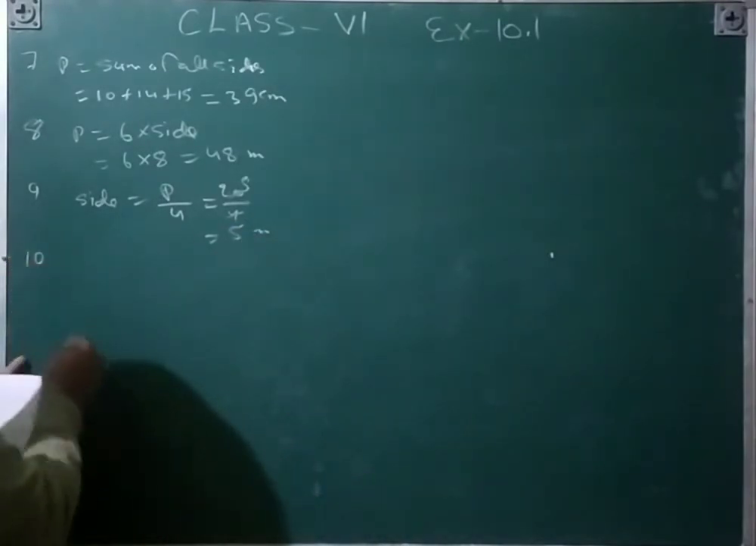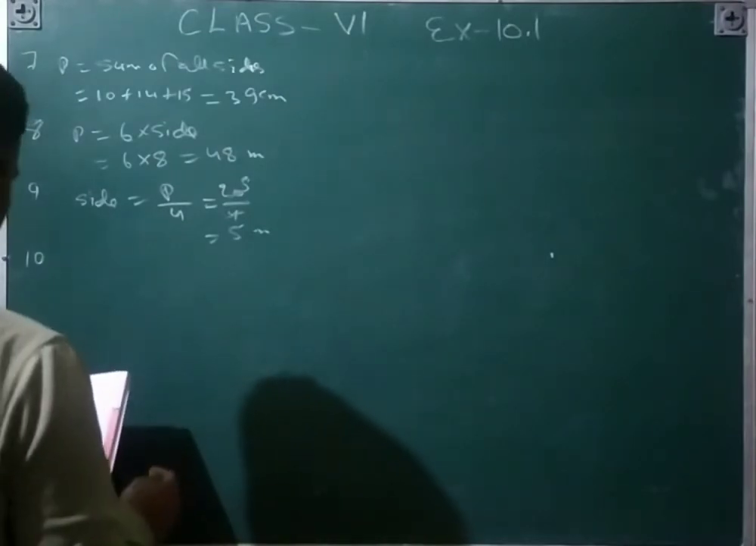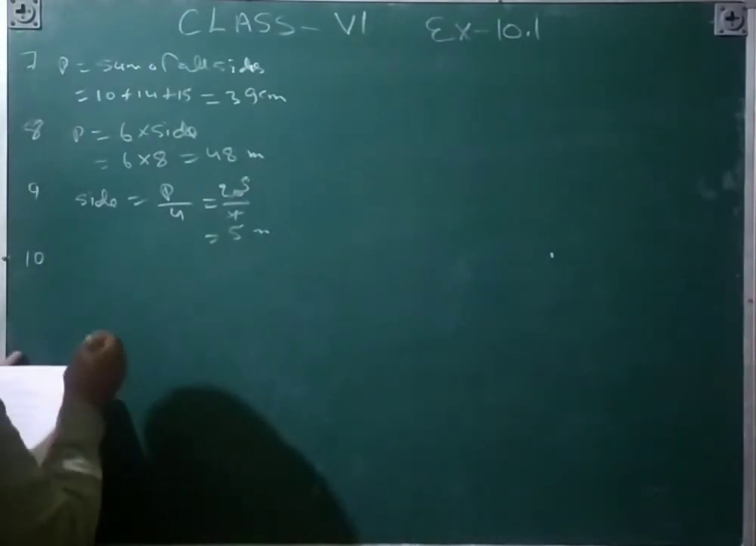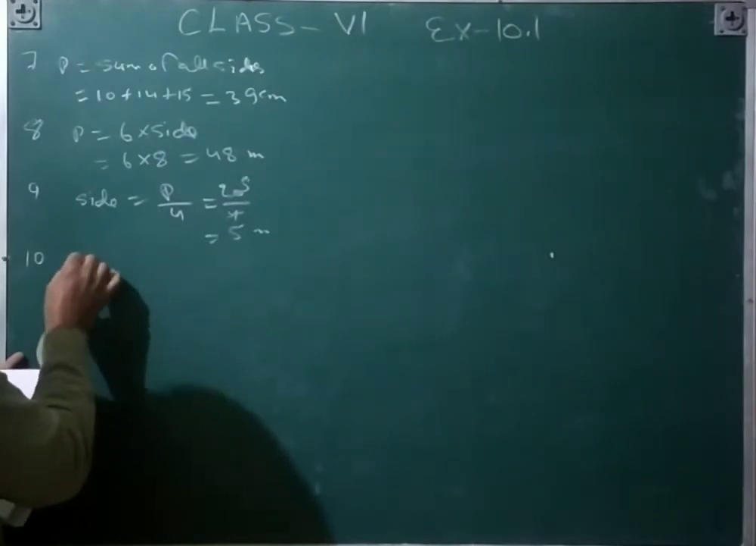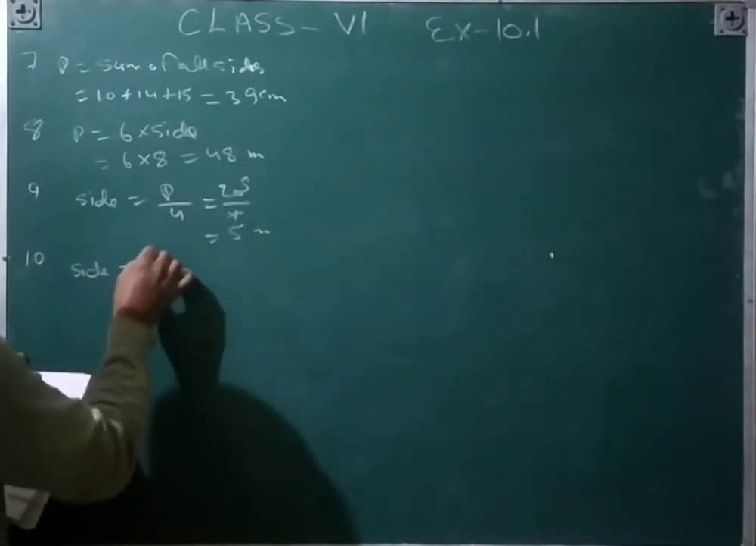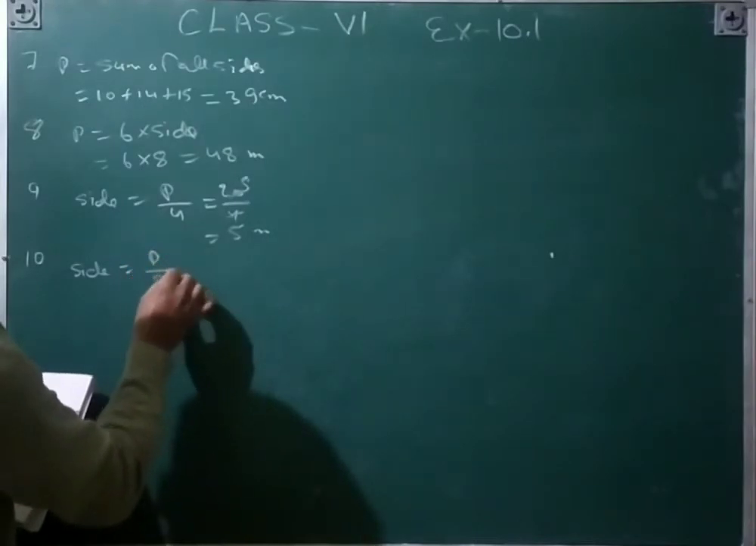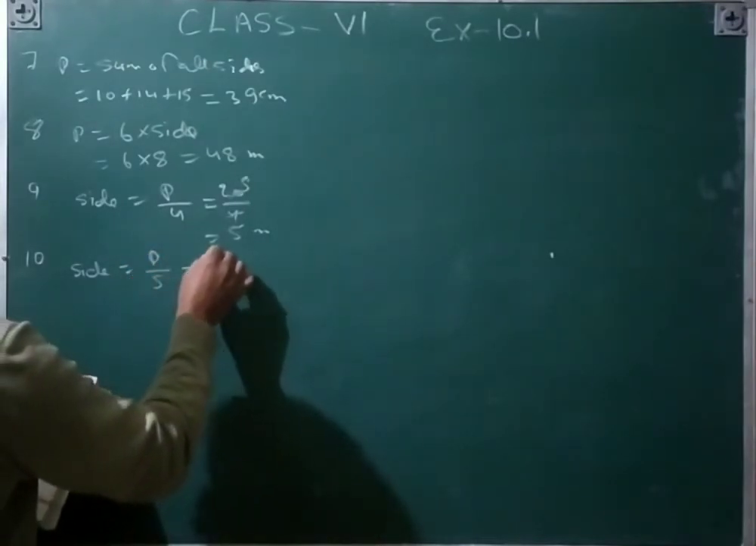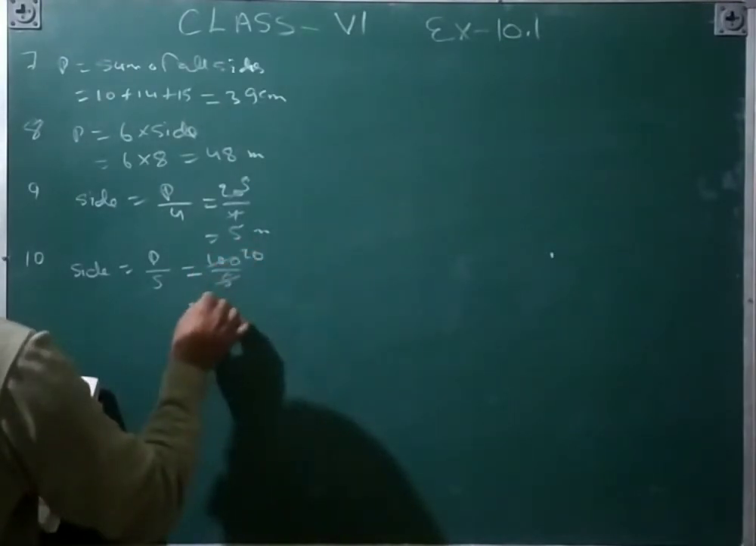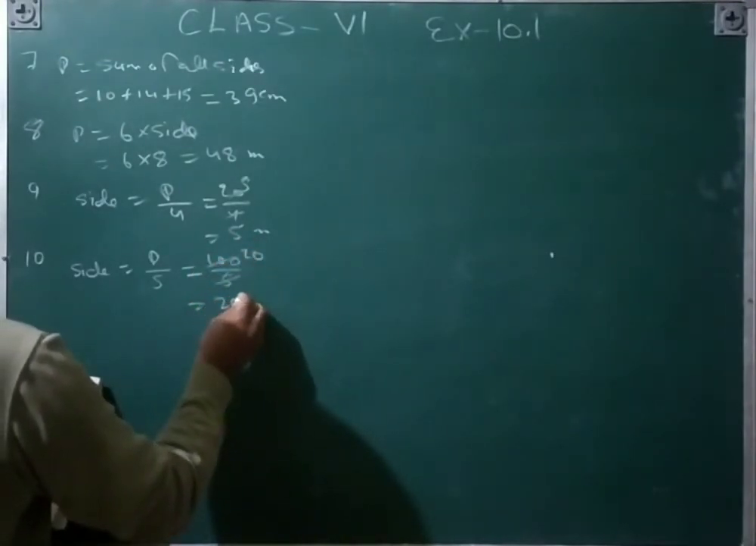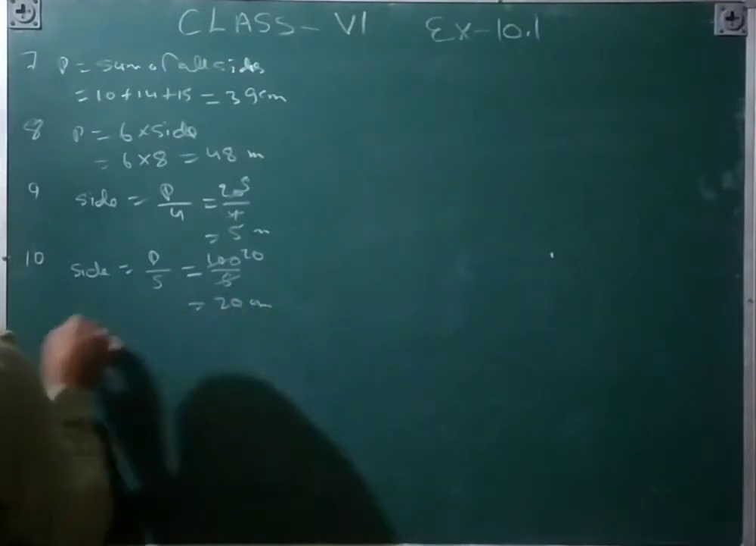10th question: the perimeter of a regular pentagon is given, and we need to find the side. So side is equal to perimeter upon 5. The perimeter is 100 upon 5, which is 20. That is 20 centimeter.